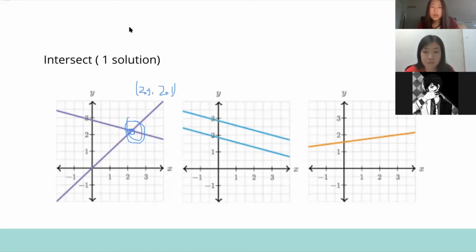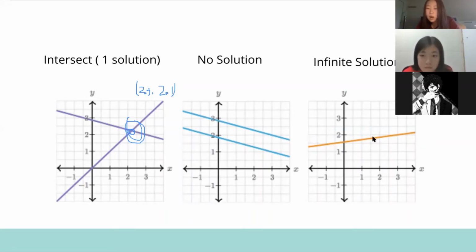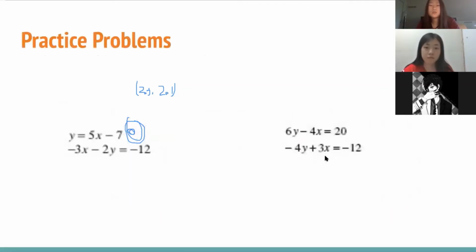And then for the next one, we have parallel, which means there's no solution because they're not intersecting at all, so you cannot find a solution. And for the third one, it's infinite solutions because both of the lines are on the same line. So that means that they're intersecting at every point. That means that there will be infinite solutions that we can find. So every point on this line would be a solution.